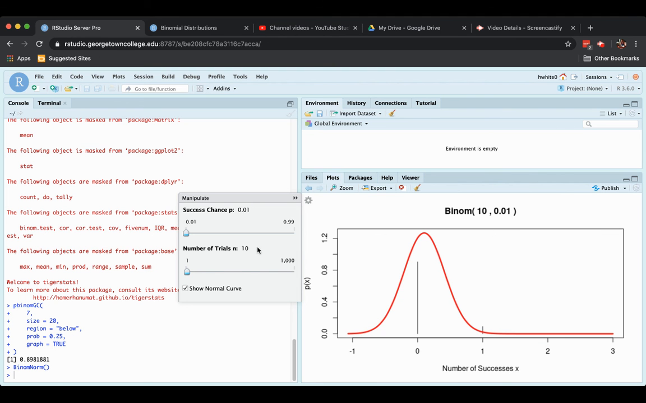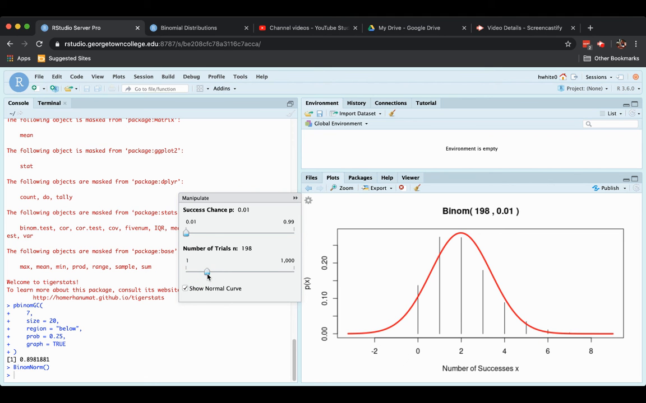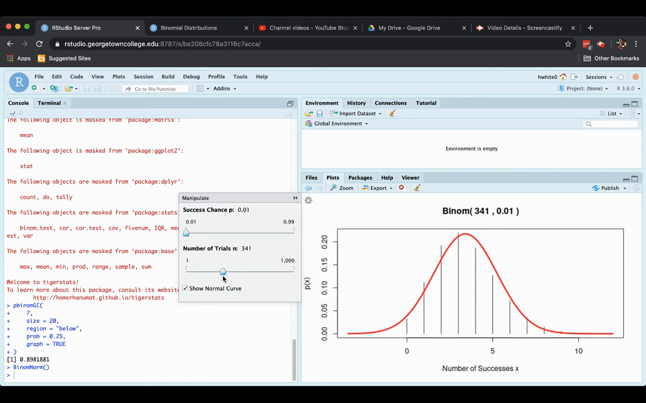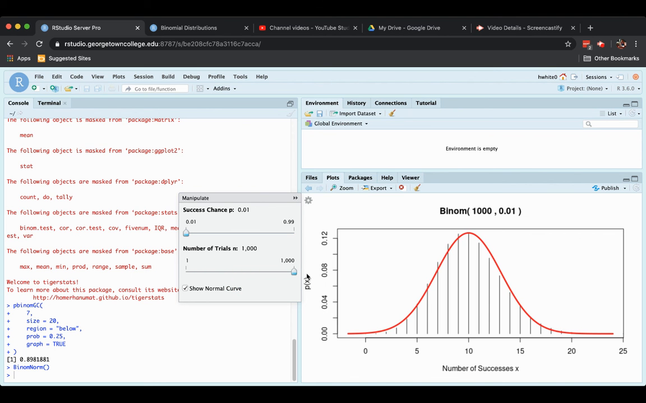But now let's move the number of trials up. How about to about 85? How about to 198? How about to 341? How about to 521? How about to 1,000? Wow.